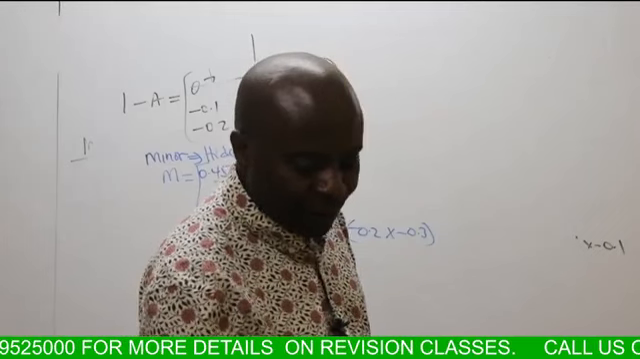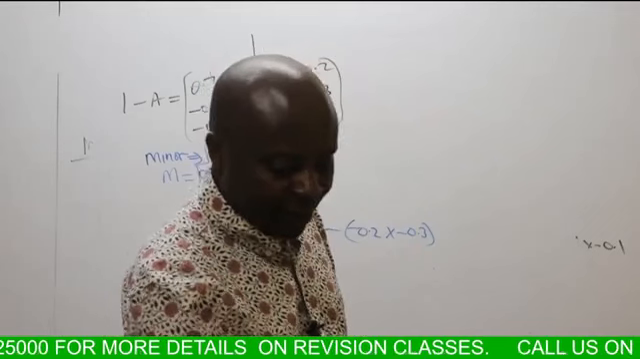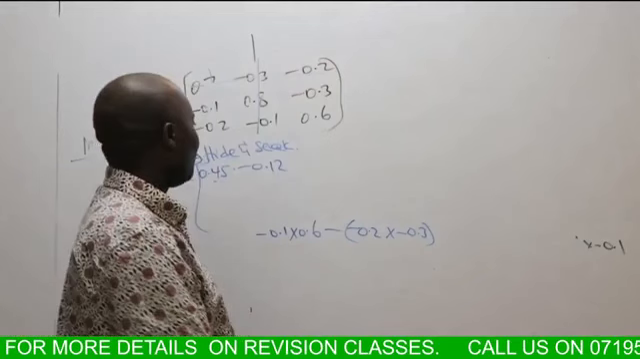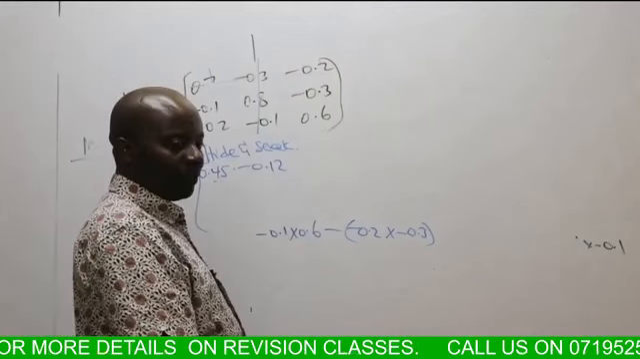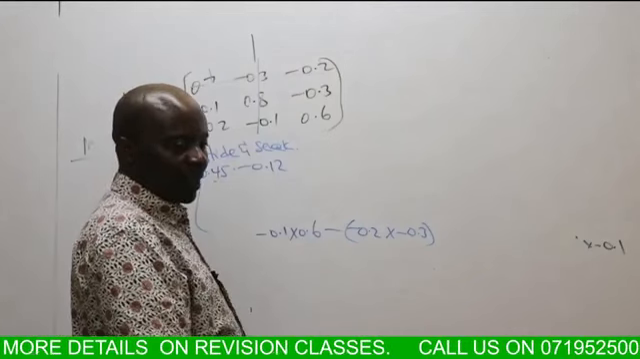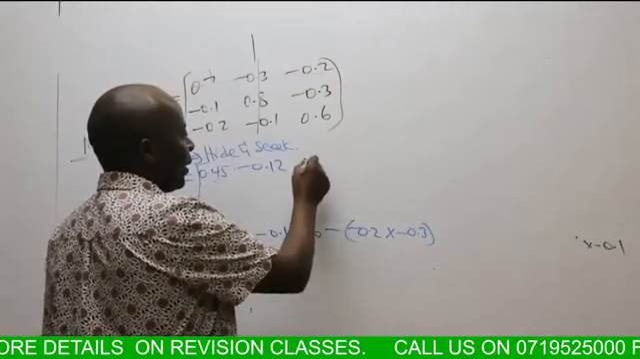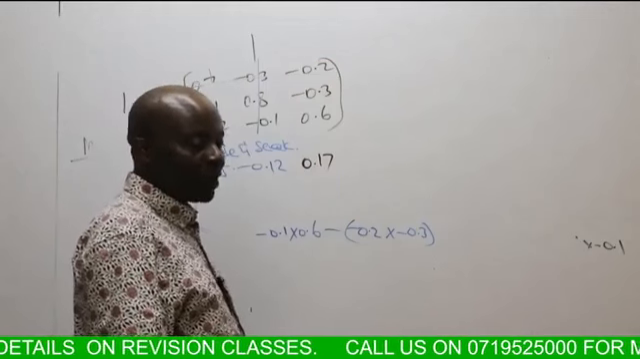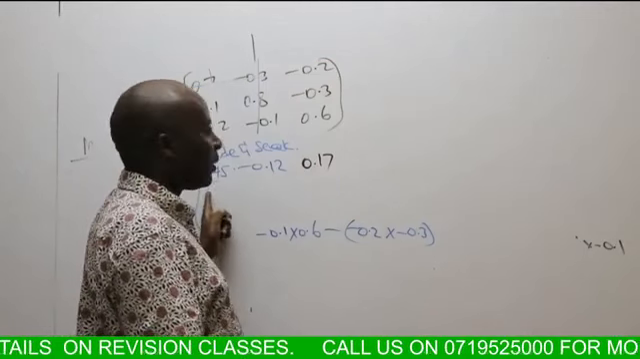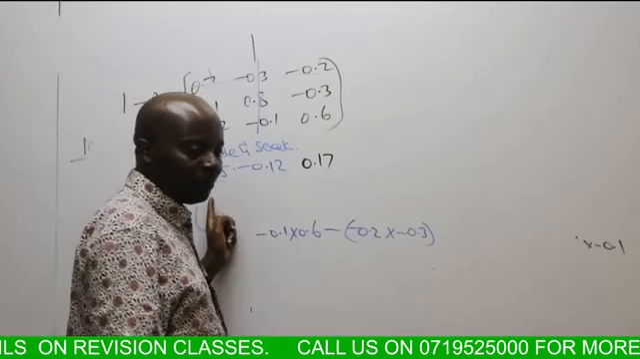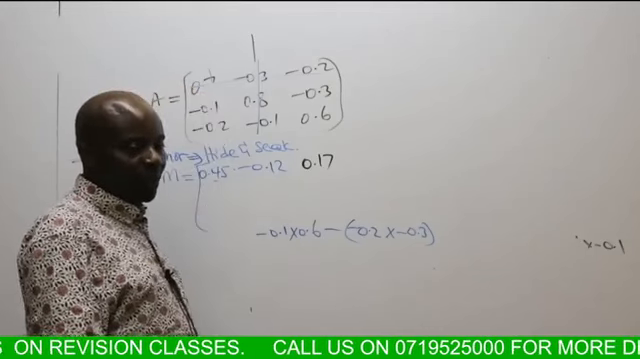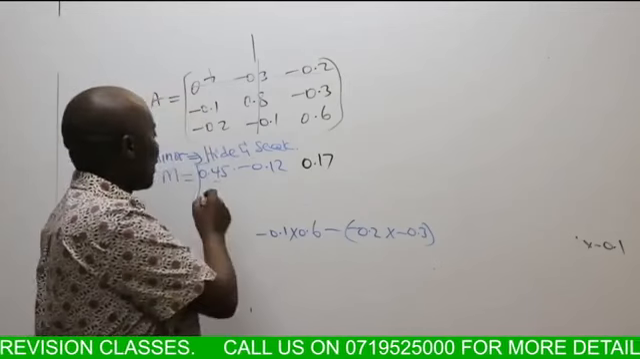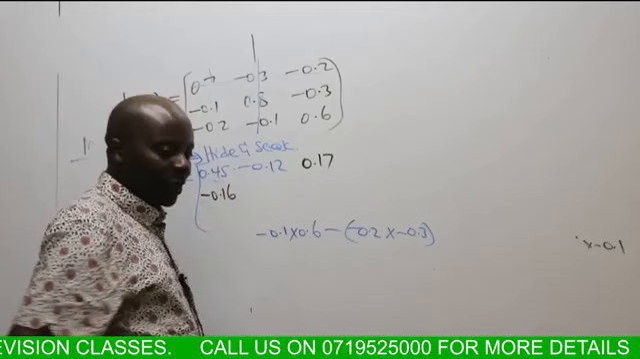So is there somebody who has been able to get the third one? Sam tells me the third one is 0.17, but I would want someone else to confirm this. Even Moses has been able to confirm the same. How about the fourth figure? Minus 0.16. Can somebody else confirm this figure of minus 0.16?